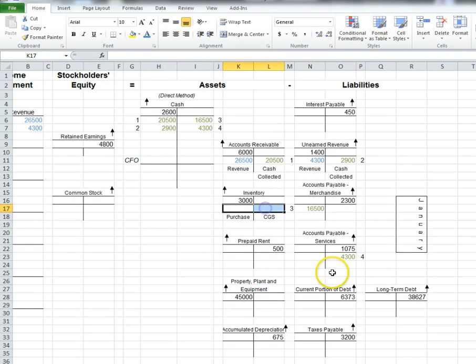But we don't know either one of those. So we're kind of stuck. We kind of hit a dead end. Well, let's go over here to accounts payable merchandise and see if that will help us figure this out. Accounts payable merchandise goes up when we purchase goods and we owe money for it. So it's going to go up because we purchase goods and we owe money for it. And it will go down, like all payables, because cash is paid.